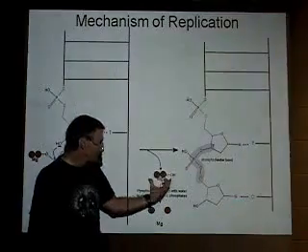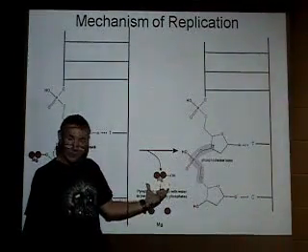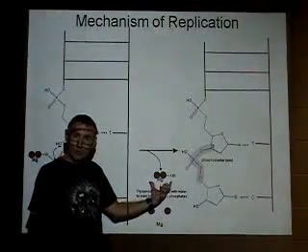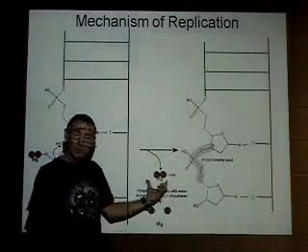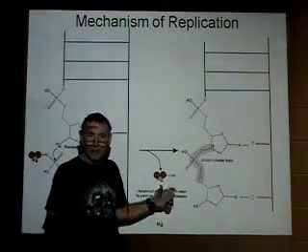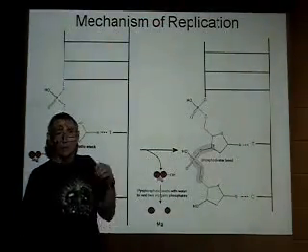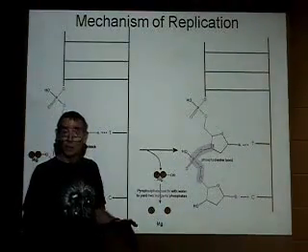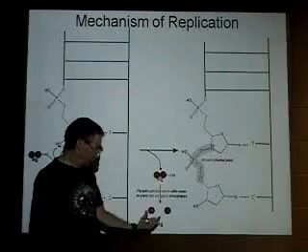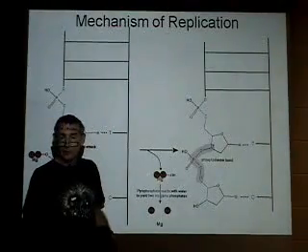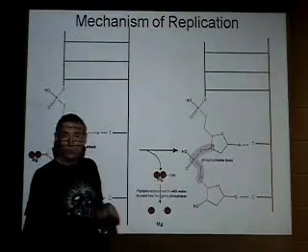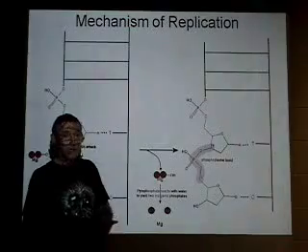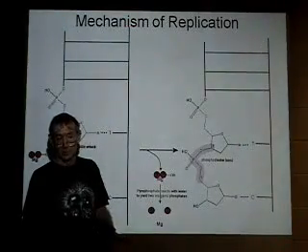In the meantime, the group that came off, the leaving group, is this molecule with two phosphates attached to each other. This is known as a pyrophosphate. And pyrophosphate in the cell is almost immediately hydrolyzed by an enzyme called pyrophosphatase into two inorganic phosphates. That means that the concentration of pyrophosphate in the cell at any given moment is very low.